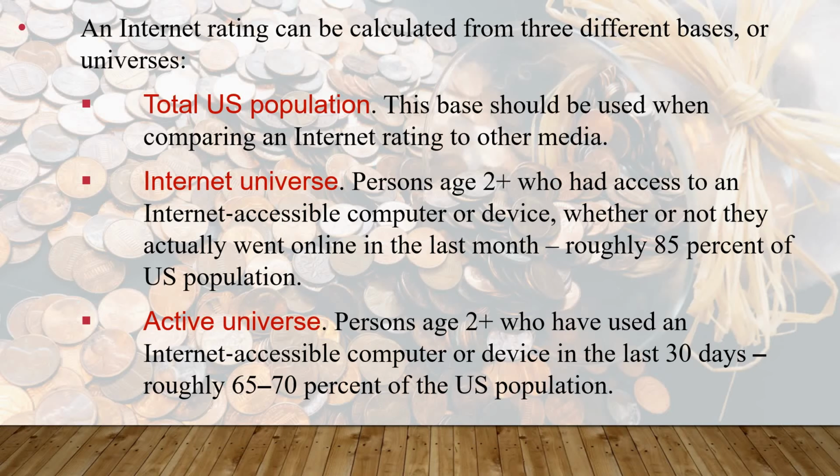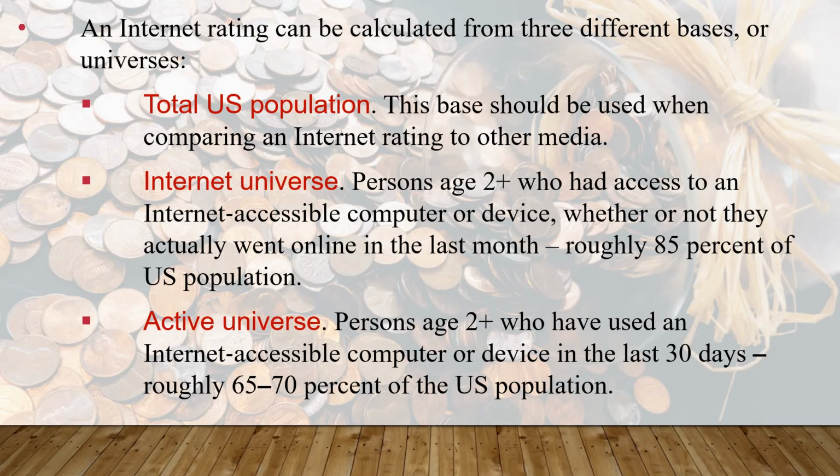An internet rating can be calculated from three different bases, or three different universes, if you will. First off, there's the total U.S. population. Makes sense. That's everyone, all of us here in these United States. The internet universe is those people that have access to an internet-accessible computer or device, whether or not they actually go online. So this would be those that have access to online content.